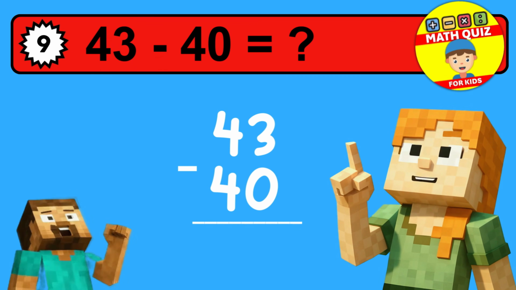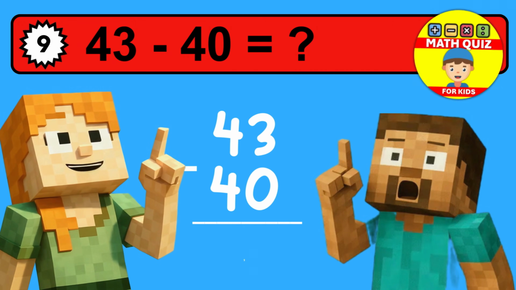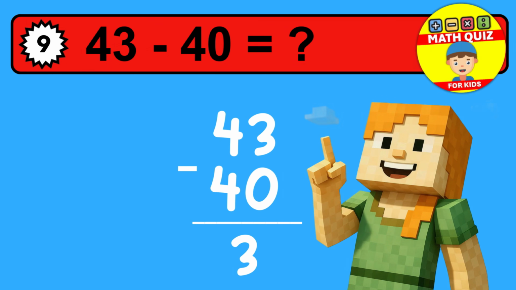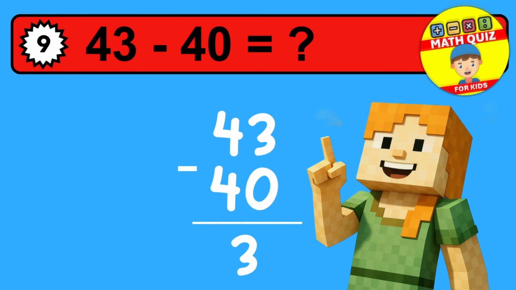Let's solve this step by step. We start with the units. 3 minus 0 is 3. Then we go to the tens. 4 minus 4 is 0. The final answer is 3.